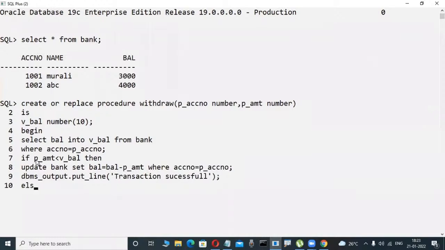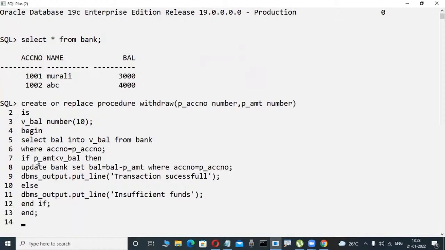Else, simple coding, some coding is there. And now check it out here: else, insufficient funds. Okay, some codings are there. This is not a difficult coding, take it easy.